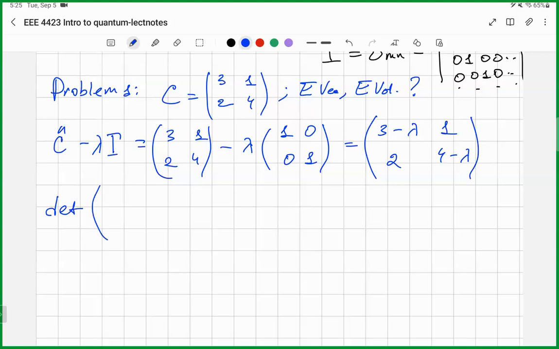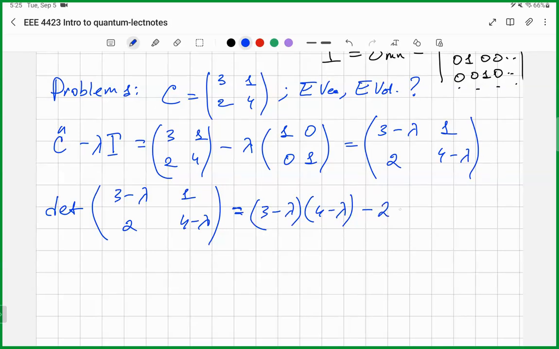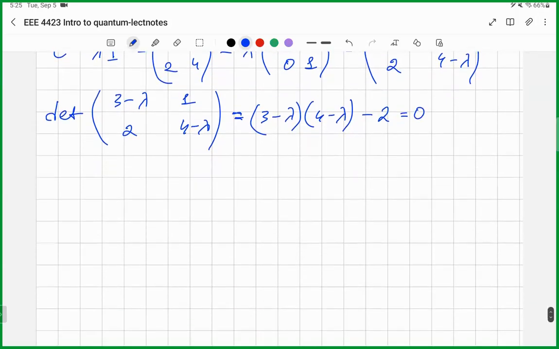So the determinant of this matrix, 3 minus lambda, 1, 2, 4 minus lambda, is equal to the product of the components on the main diagonal, which is 3 minus lambda times 4 minus lambda, minus the product of the components of the off-diagonal, which is 1 times 2, right? Equal to 0. This is the characteristic equation in this case.